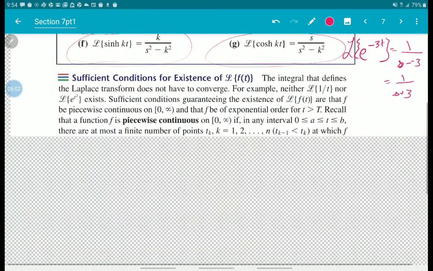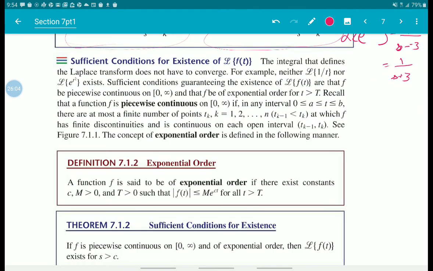So I just want to talk briefly about sufficient conditions. Not every function has a Laplace transform. We're primarily going to deal with things that do have Laplace transforms. But there are some conditions that are sufficient, but they're not necessary. However, if it satisfies the condition, then you're guaranteed to have a Laplace transform.